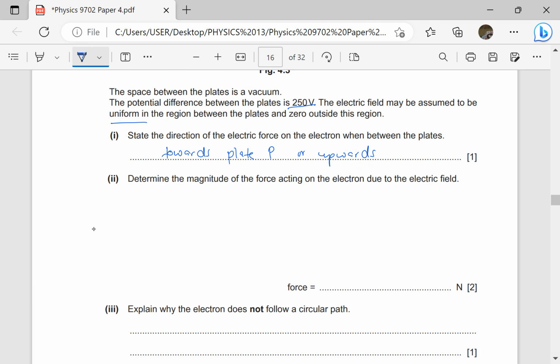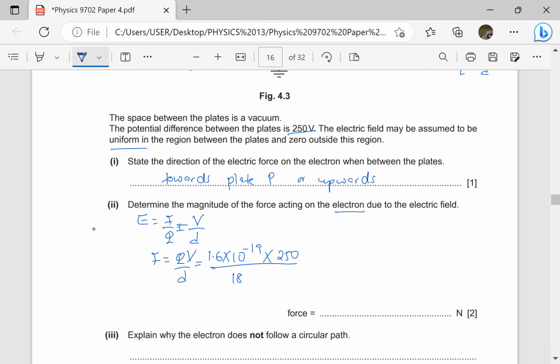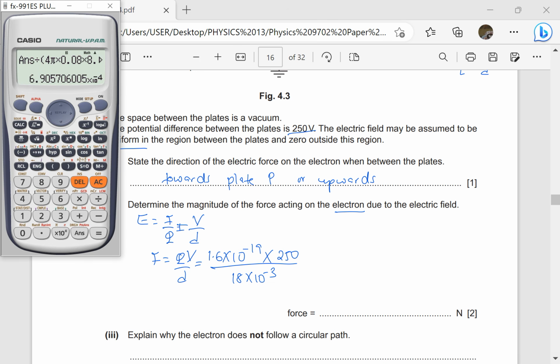Then determine the magnitude of the force acting on the electron due to the electric field. So we have said electric field strength is the force acting on a unit positive charge, which is the same as potential difference divided by D. So I want the force, so the force is going to be charge times V over D. We are talking about an electron, so that is 1.6 times 10 power negative 19. Potential difference was 250. The separation of the plates is 18 millimeters, so it is 18 times 10 power negative 3.